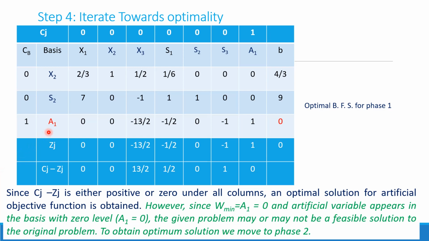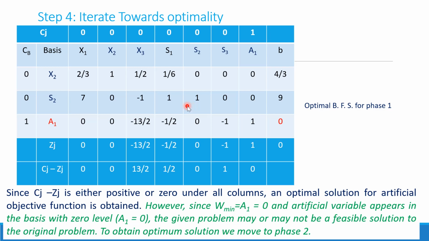But in phase 1 we have one artificial variable which is to be taken care of. Now this artificial variable should not be present here, and if it is present it should have a 0 level. So the third case is happening here. A1 is present here and we have a 0 value of that A1. However, since W min, A1 is equal to 0 and the artificial variable appears in the basis at 0 level, the given problem may or may not have a feasible solution to the original problem. This can be a possible solution or it cannot be.